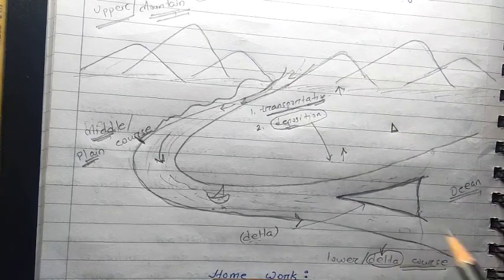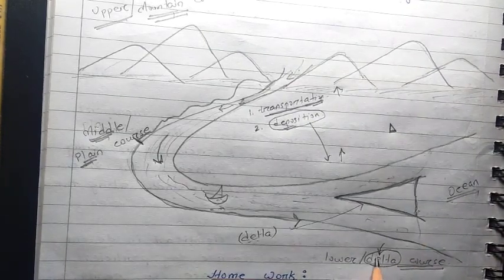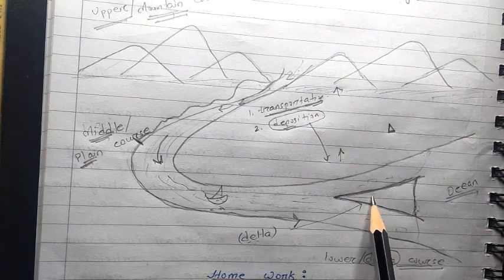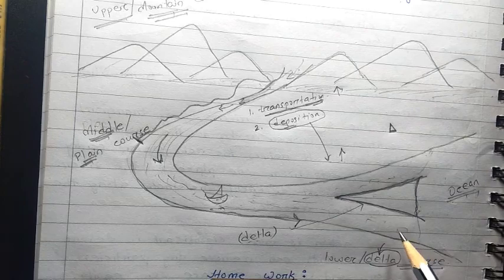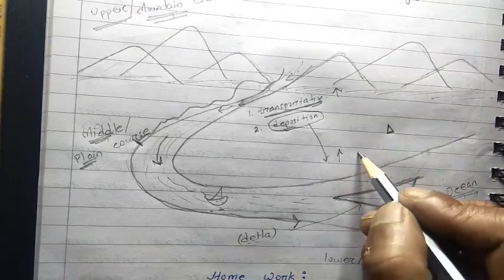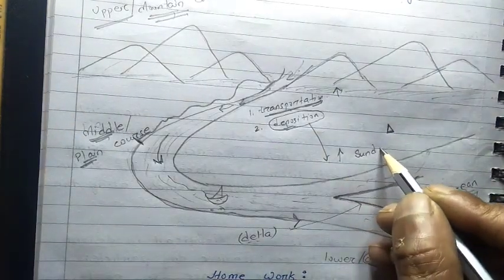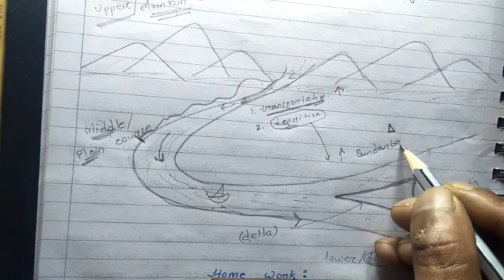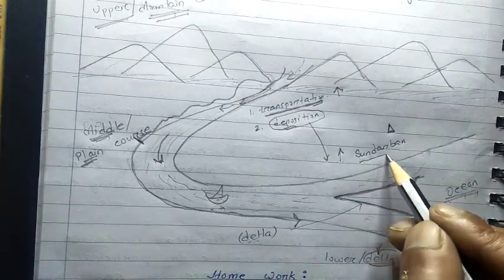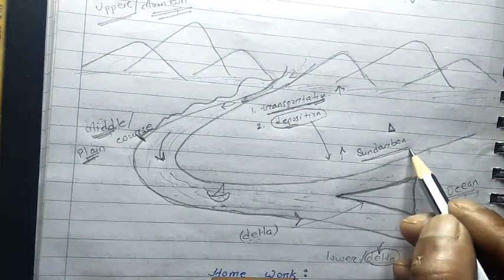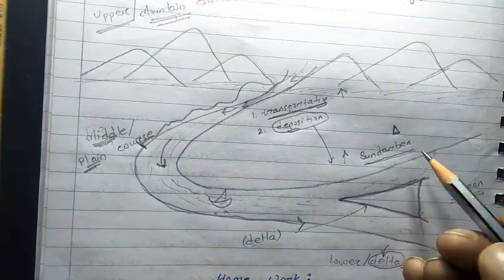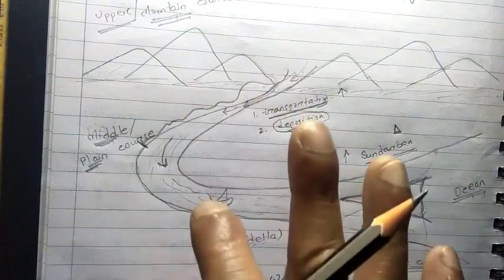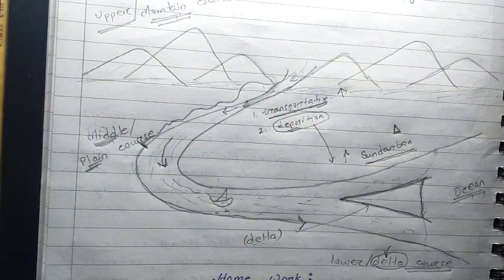This delta, as I told you, is formed when the river finally merges into the ocean. One of the most important deltas in the world is the Sundarban Delta. I hope everybody has heard the name Sundarban Delta. It is the largest delta in the world, and it has been formed by two rivers, the Ganga and the Brahmaputra. So this is all about today's class.